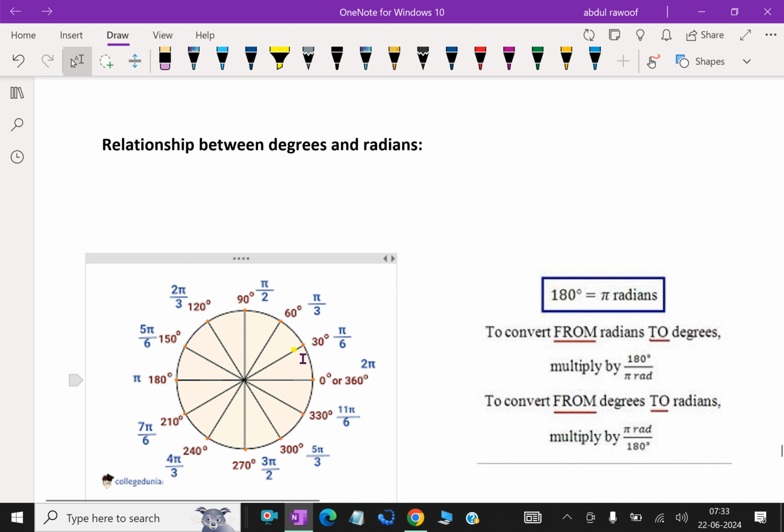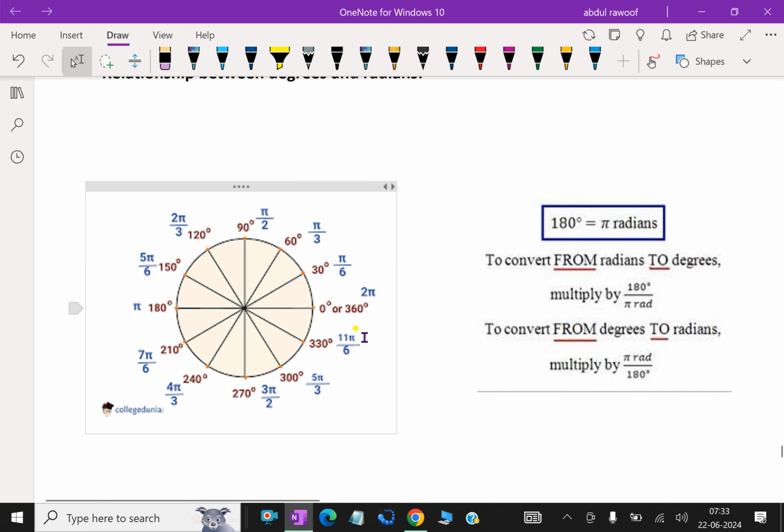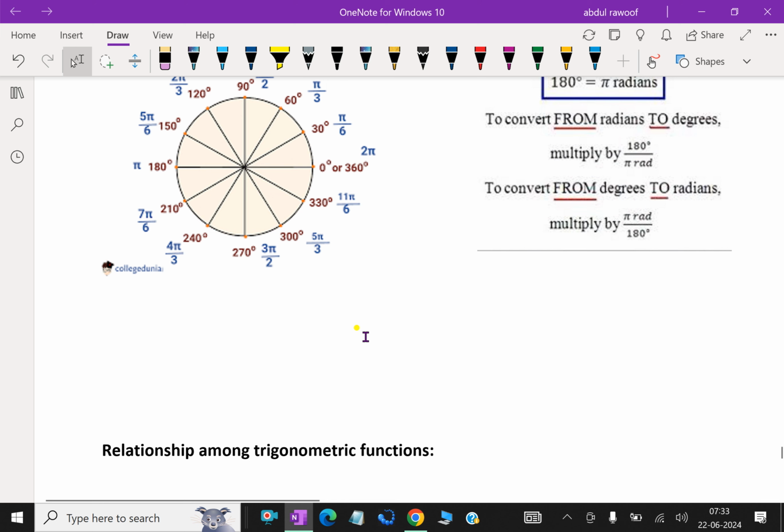Here 30 degrees is pi by 6. 0 degrees is 0 radians, 30 degrees is pi by 6 radians, 60 degrees is pi by 3. For example, 60 degrees, how many radians? To convert from degrees to radians, it is 60 times pi over 180. This 3 times is 180. So it is pi by 3 radians.